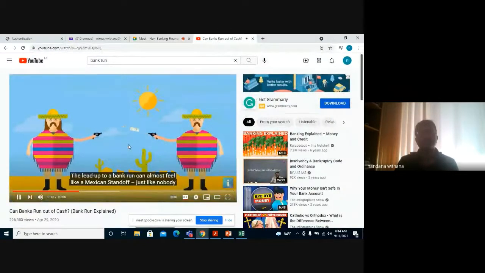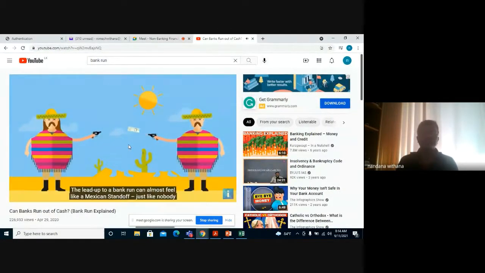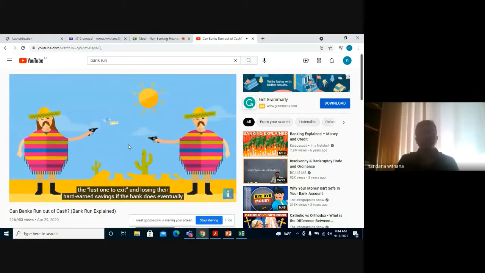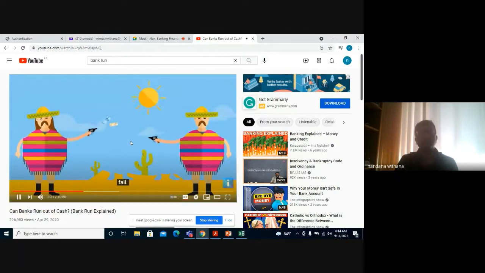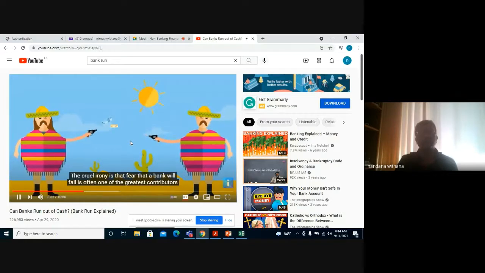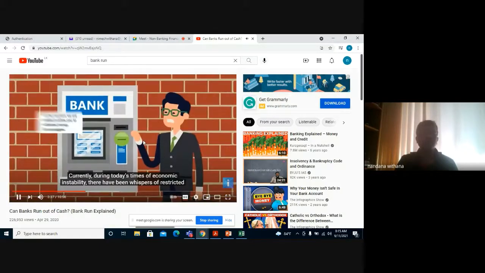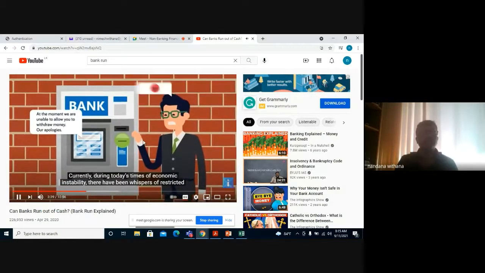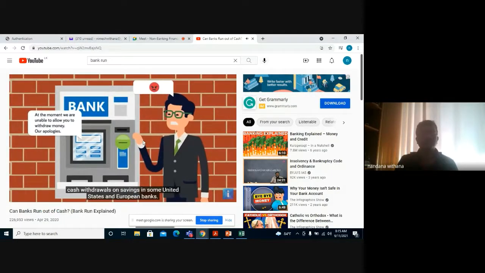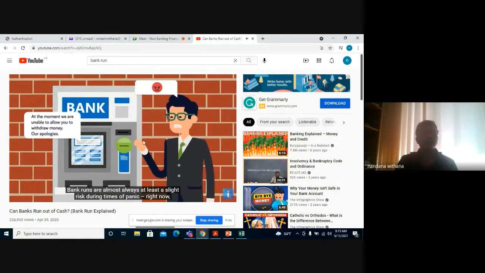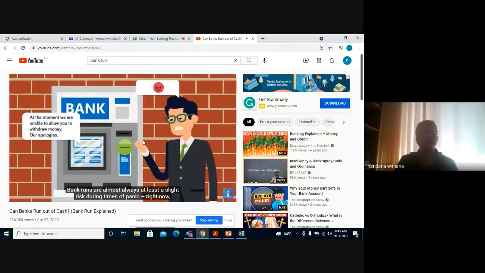The lead up to a bank run can almost feel like a Mexican standoff. Just like nobody in a standoff situation wants to be the first to put down their gun, customers fear being the last one to exit and losing their hard-earned savings if the bank does eventually fail. The cruel irony is that fear that a bank will fail is often one of the greatest contributors to its failure. Currently, during today's times of economic instability, there have been whispers of restricted cash withdrawals on savings in some United States and European banks. Bank runs are almost always at least a slight risk during times of panic.